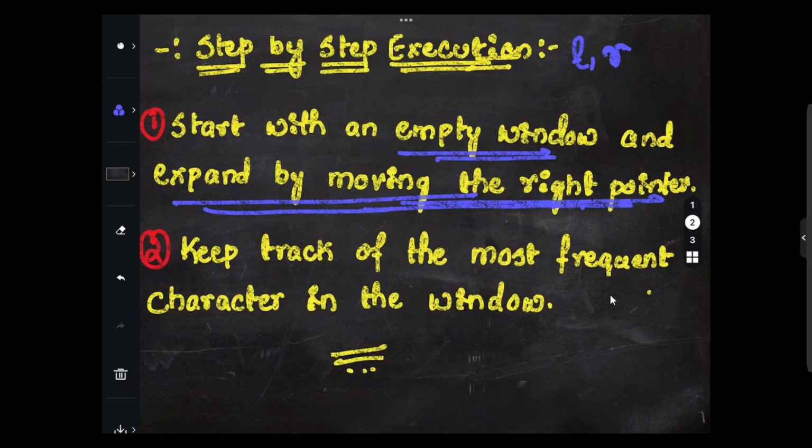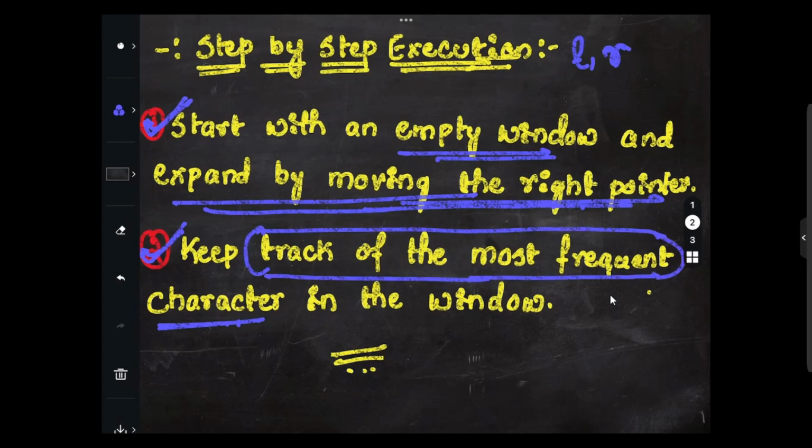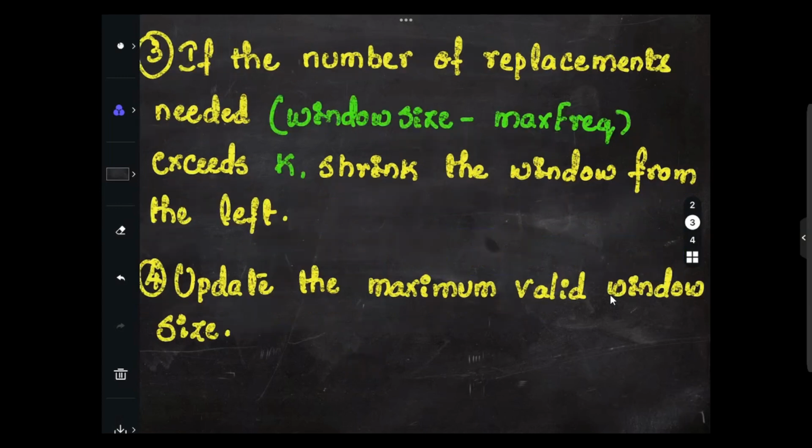So second step here is, let's move on with the second step. First step we know, this is simple to understand. Let's move on with the second step here. We will keep track of the most frequent character in the window. So this one is very important. We will keep track of the most frequent character in the window. This is the second step, right?